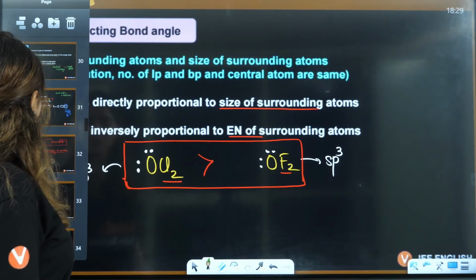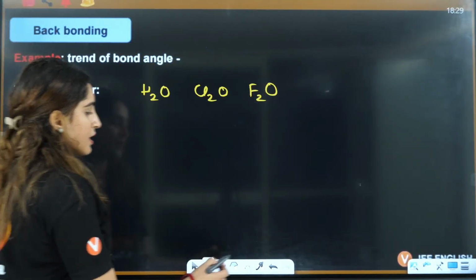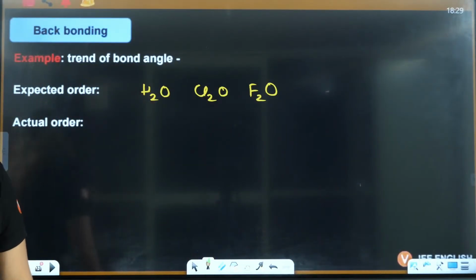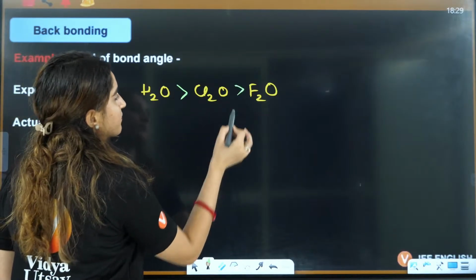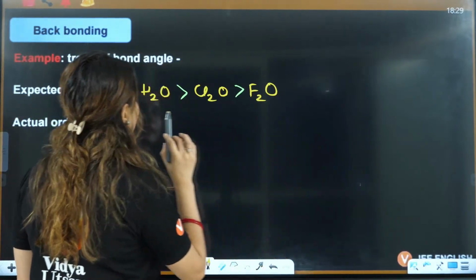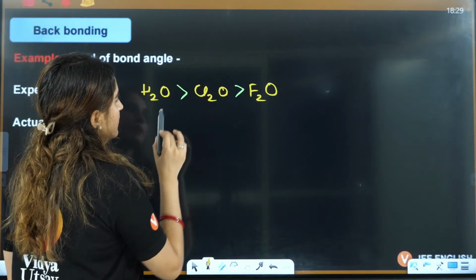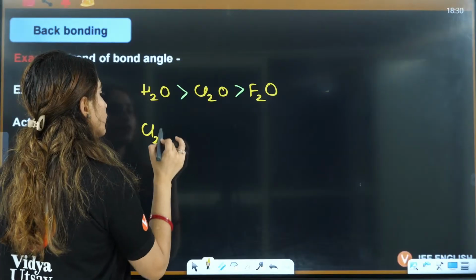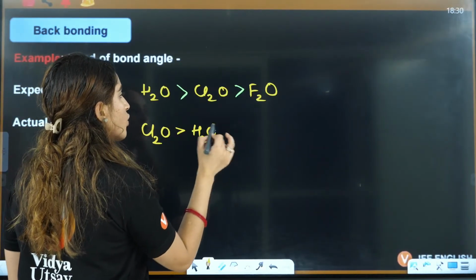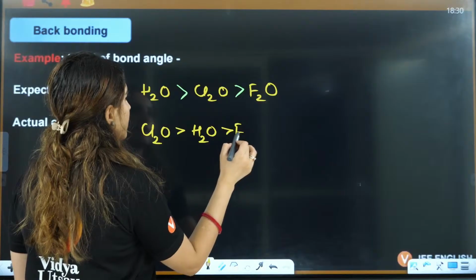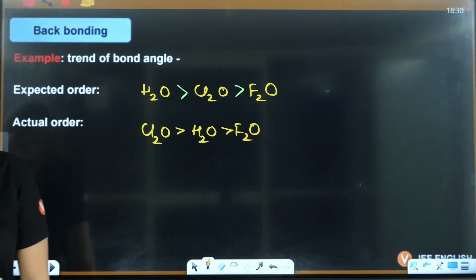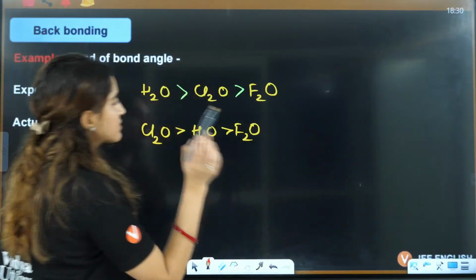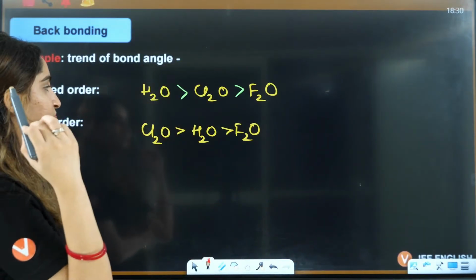Now let's discuss H2O also. This is the expected bond angle, the expected bond angle is this one. But in reality, what will happen here? Here something will be different. This will be Cl2O, then you will have H2O, then you will have F2O. Okay? Understood? So this is going to be the angle. Now discuss why it is so.